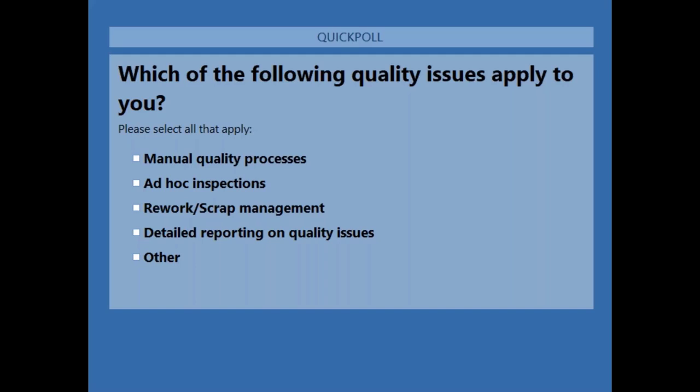Okay. So a lot of people are saying that they are experiencing issues with ad hoc inspection, rework repair, and manual inspections. Perfect. Okay. Thank you everyone for your feedback.